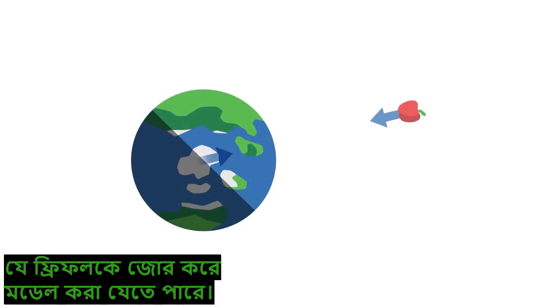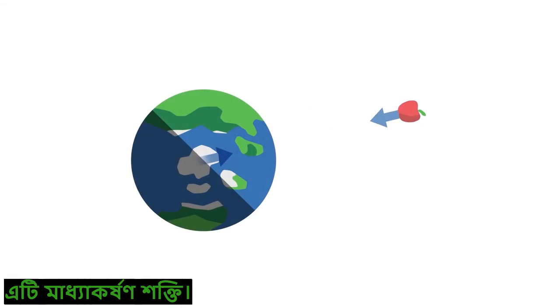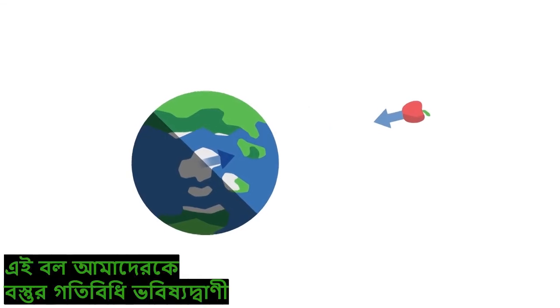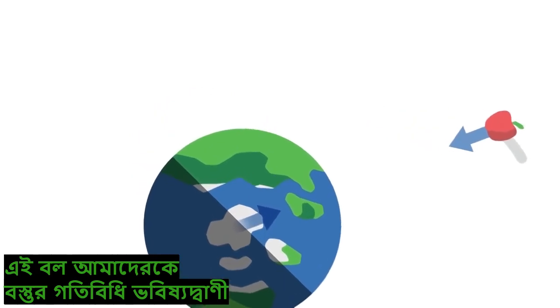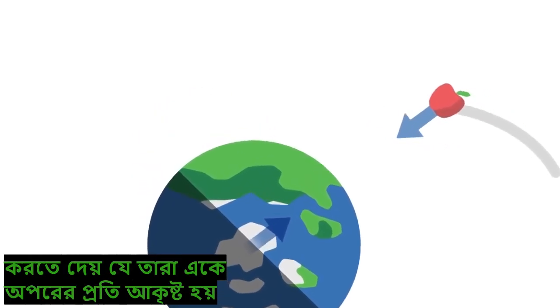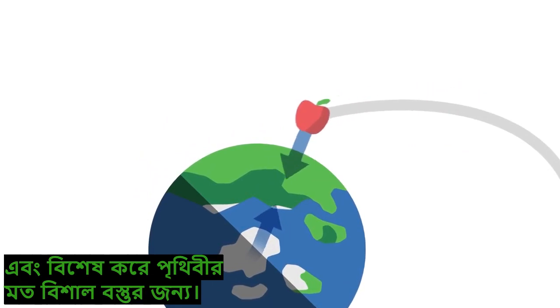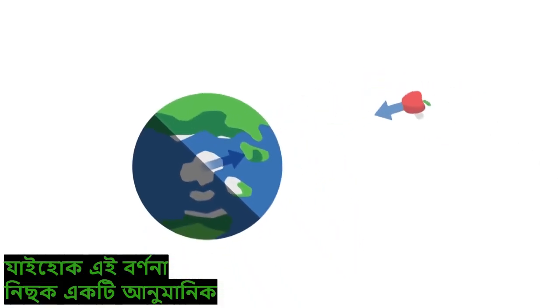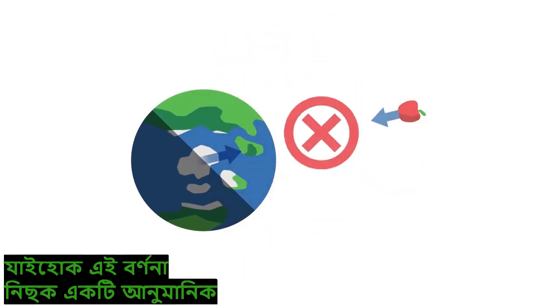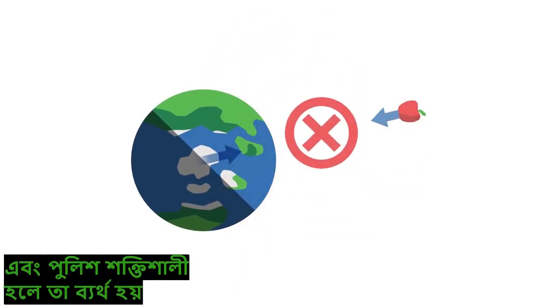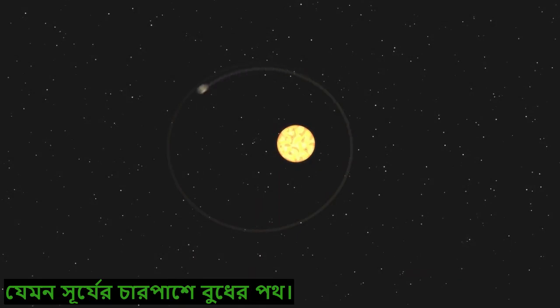In middle school and then high school, we learn that free fall can be modelled by a force. It's the force of gravity. This force allows us to predict the movement of objects, stating that they are attracted to each other, and in particular to massive objects like the Earth. However, this description is merely an approximation, and it fails when the pull is too strong, such as the path of Mercury around the Sun.